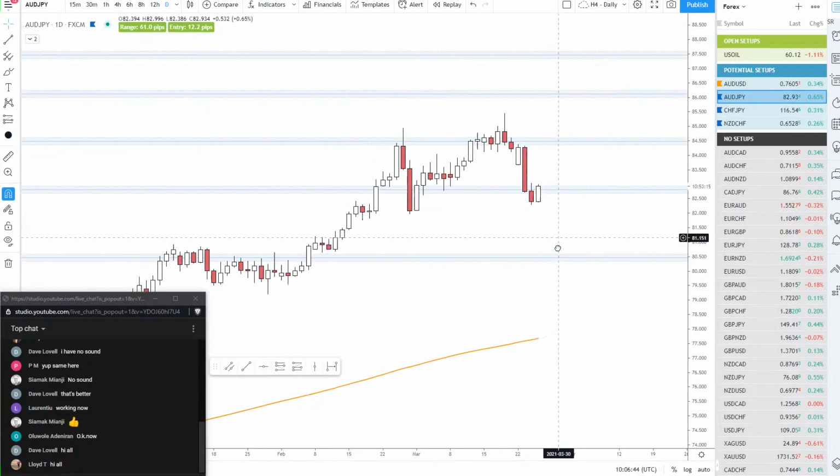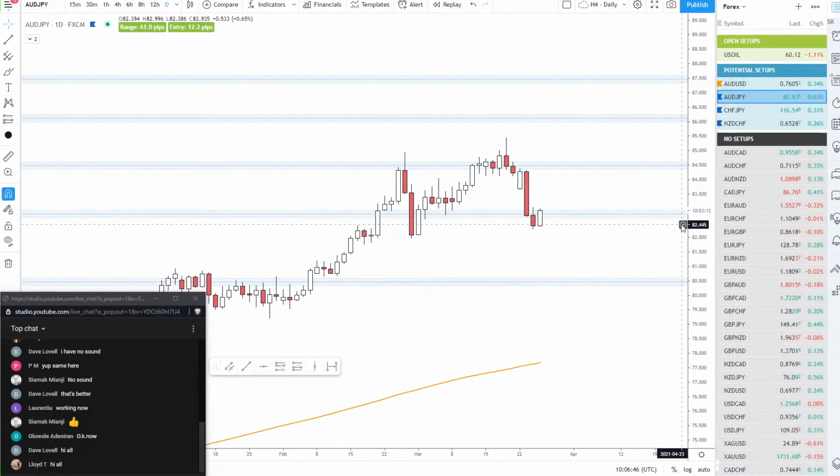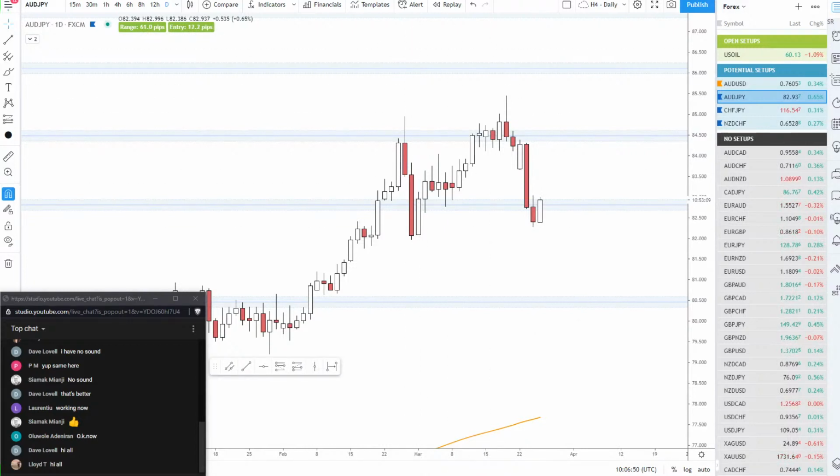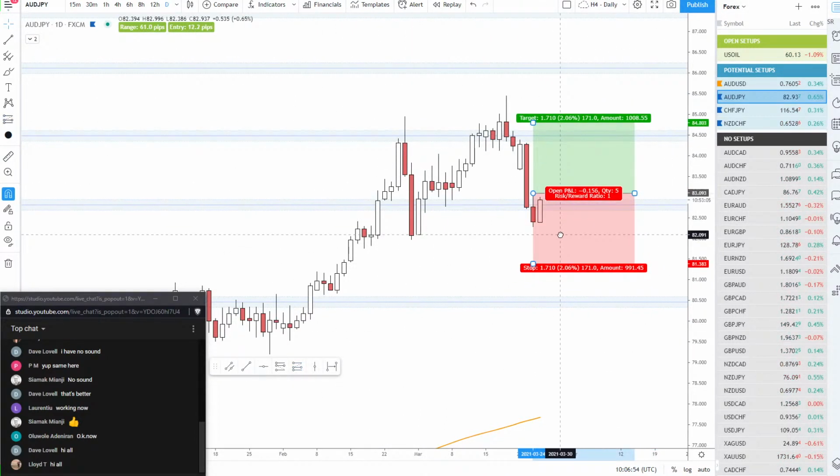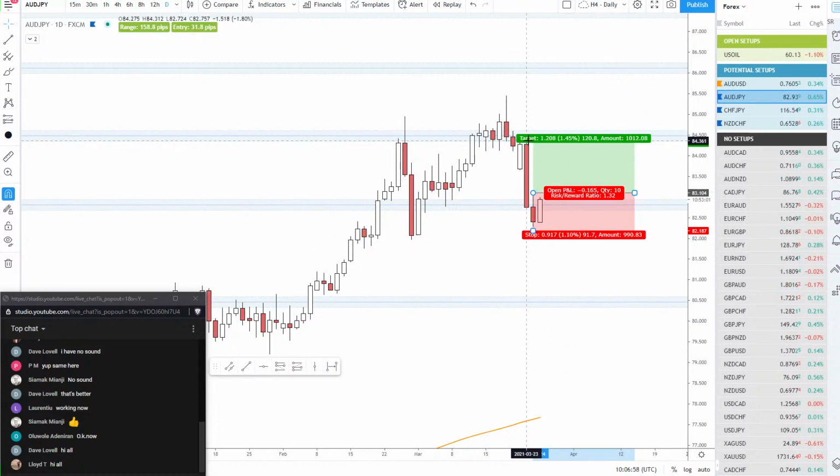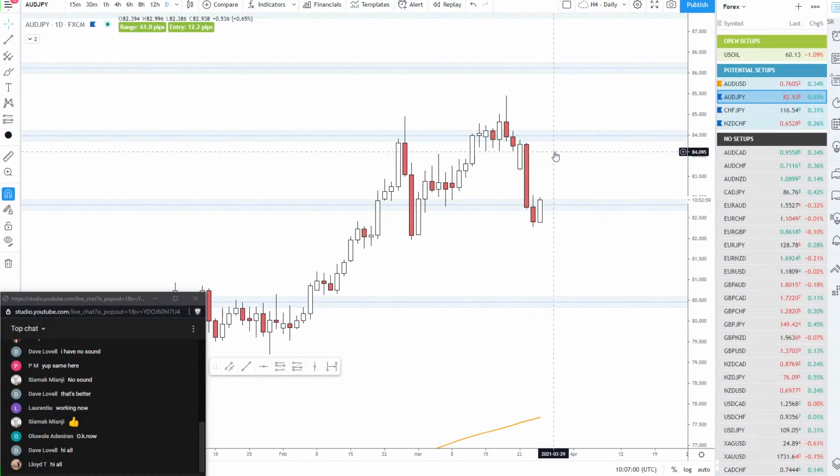Right, CADJPY, we were looking for a potential reversal here yesterday. Unfortunately, the way this candle closed yesterday, it makes it pretty tricky to get into an actual trade here. Yeah, this one's just off my charts. I'm not interested in this anymore.